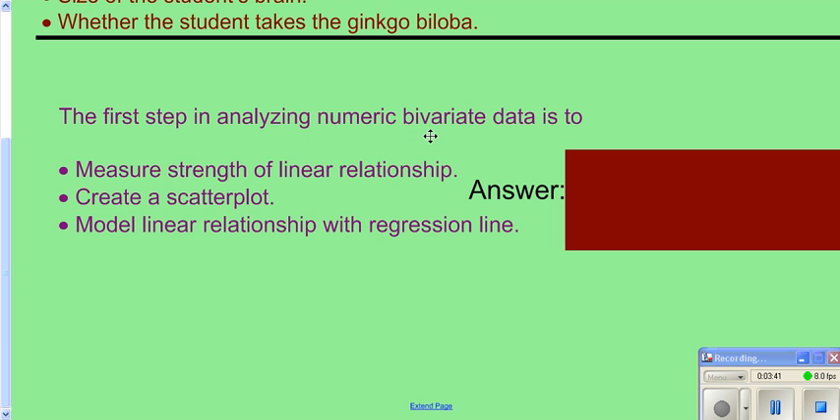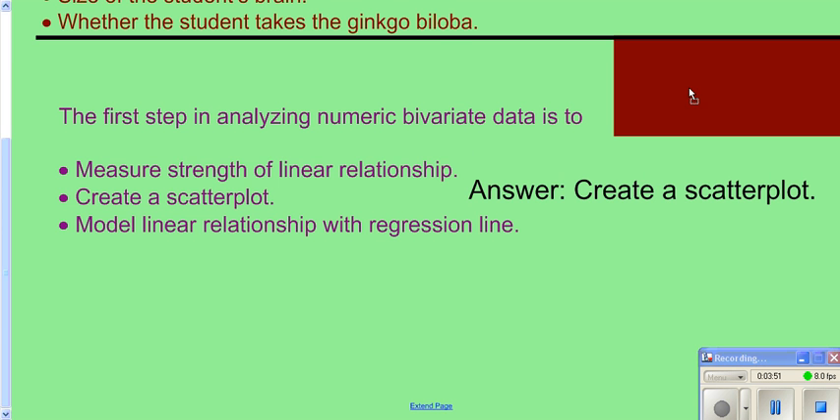When you're looking at bivariate data, and remember bi means two, variate means variables, so two variables, our first step is to always go ahead and make ourselves a scatter plot.